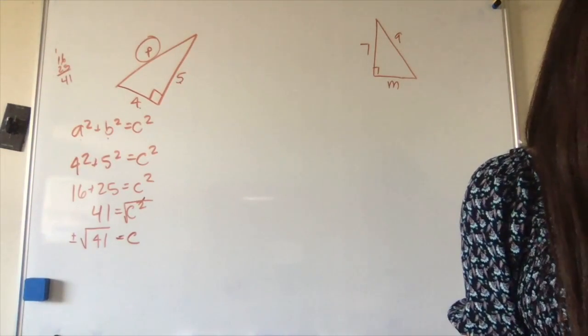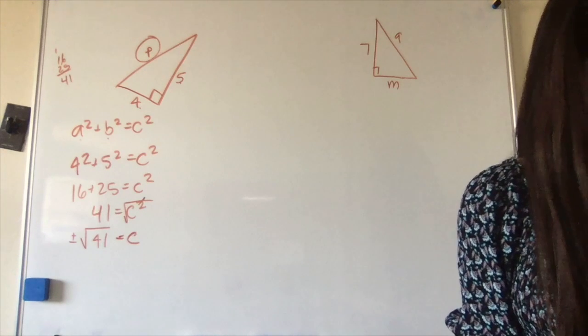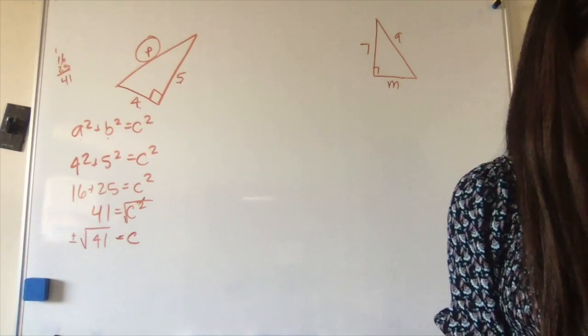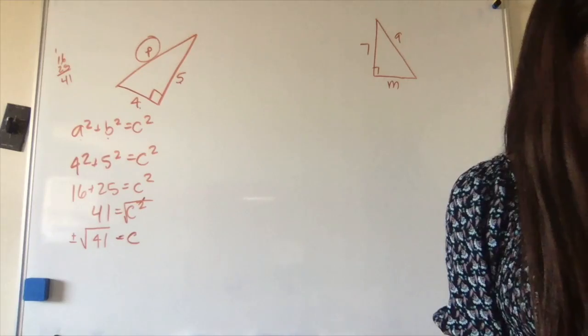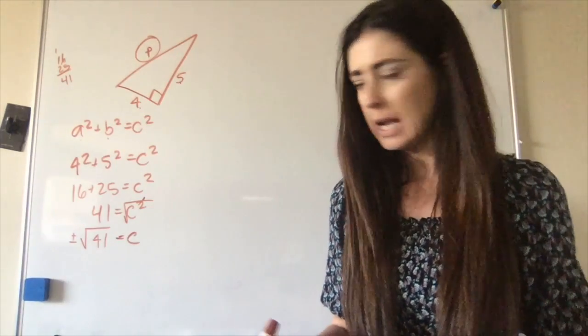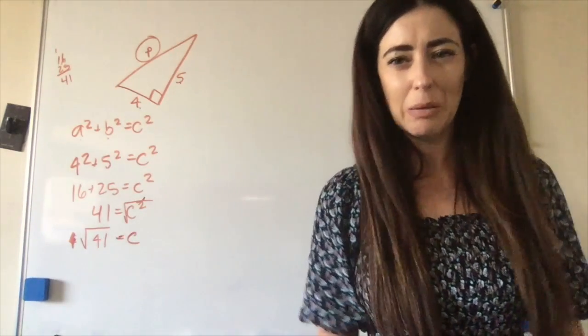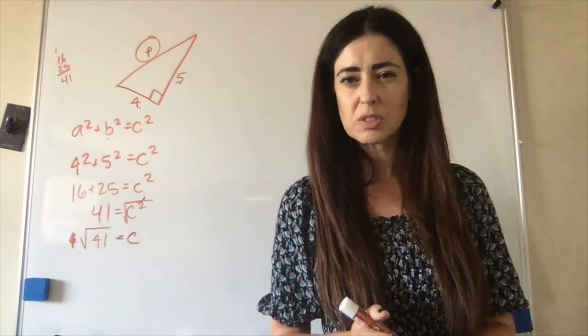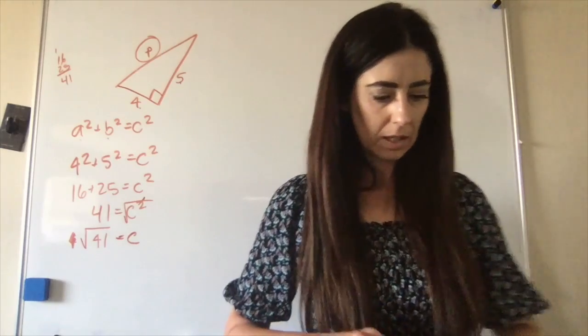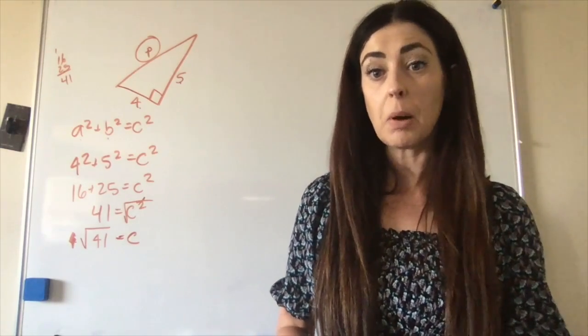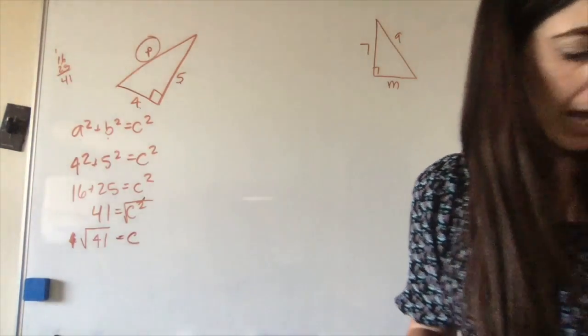Now, this equation has two answers, a positive square root of 41 and a negative square root of 41. But only one of these answers can be the answer, right? So we don't have to include the negative because we know a measurement can't be negative if it takes up physical space, right? So the only one to satisfy would be the positive. Now let's look at this last one.